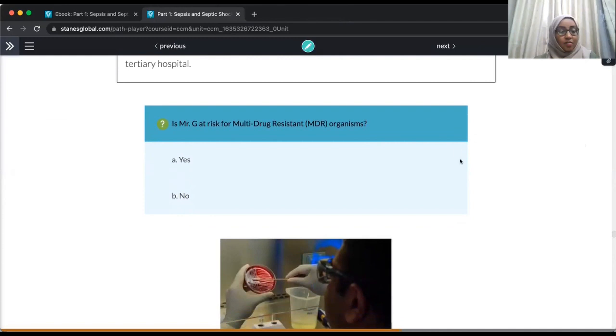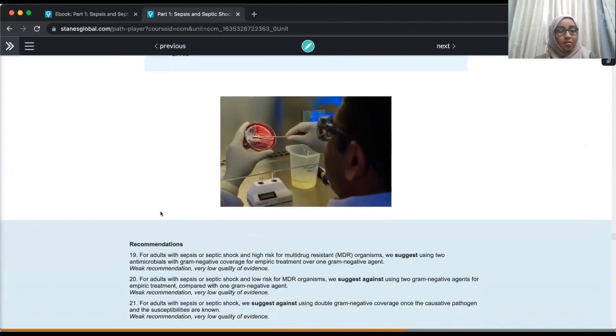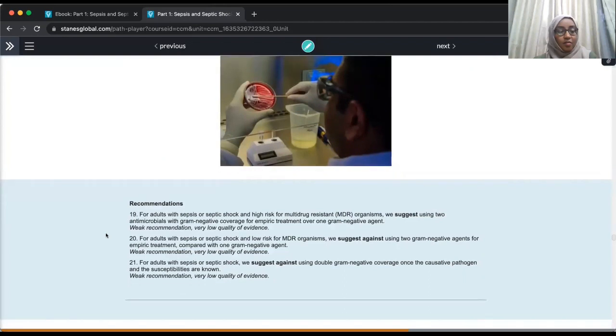So that means that we don't have to use certain antibiotics. We just need a broad spectrum antibiotic, but we don't need two different ones. So Vanessa, do you mind reading these next three recommendations, please?